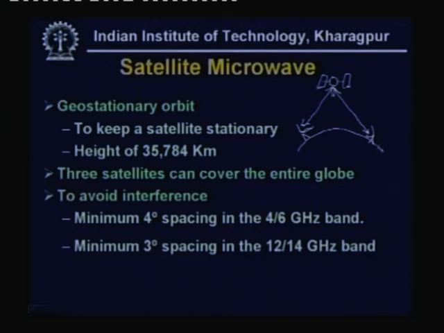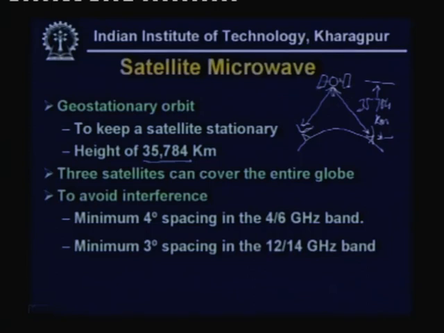That can be achieved by placing the satellite in a geostationary orbit, and the distance is about 35,784 kilometer. So this height is quite large. That means 33,578 kilometer, quite large distance. So at this height we have put the antenna, and it remains stationary because it is placed in geostationary orbit. So the relative position of this ground station with respect to the satellite does not change.